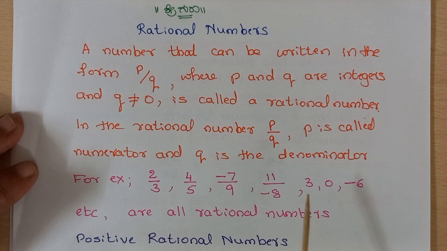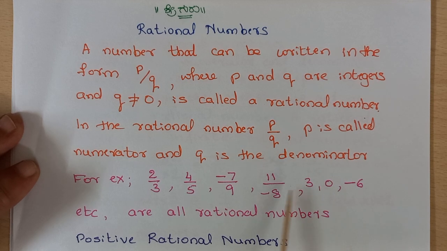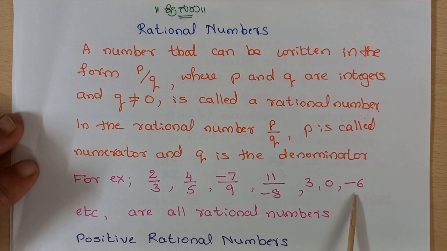3, as I said, 3 is a rational number because it can be written as 3 by 1 and is equal to 3 only. And 0 by 1, anything we write 0 by 1 is 0 only. That is, if 0 is divided by any number, you will get 0 only. Then -6 can be written as -6 upon 1. So all integers are rational numbers.